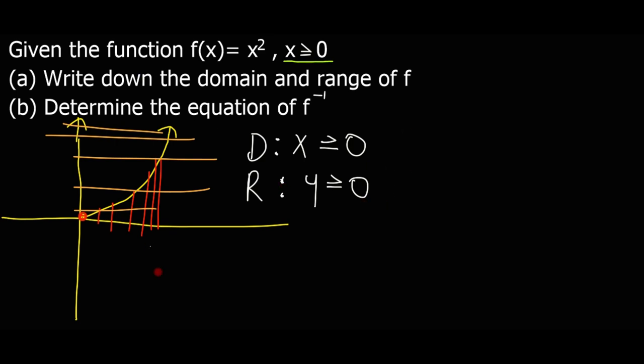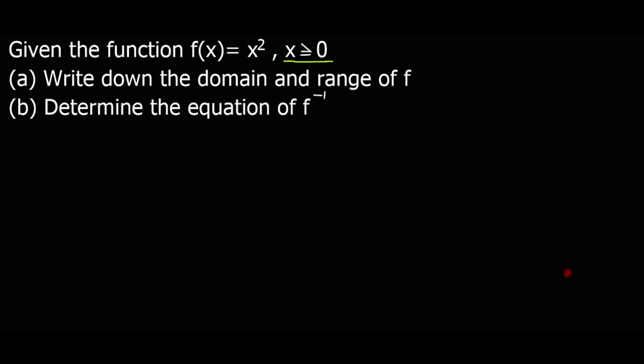So now let's go to part B. Part B says determine the equation of f inverse. So we have f of x equals x squared.